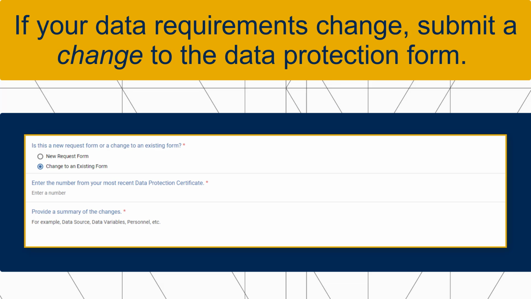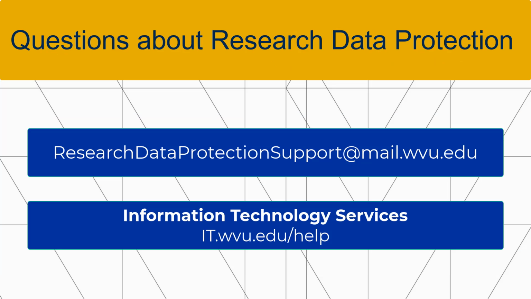If data requirements change during the project, request an updated data protection certificate by submitting a change to the existing form. Questions may be directed to the Research Data Protection Support email, or you may learn more in the ITS knowledge base.